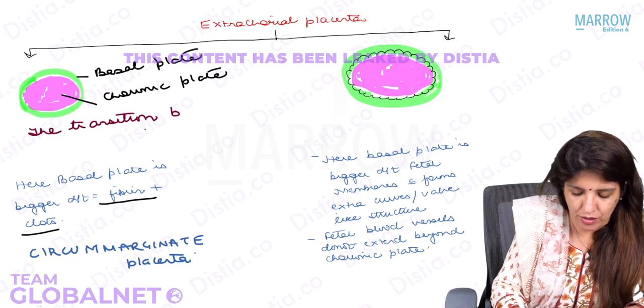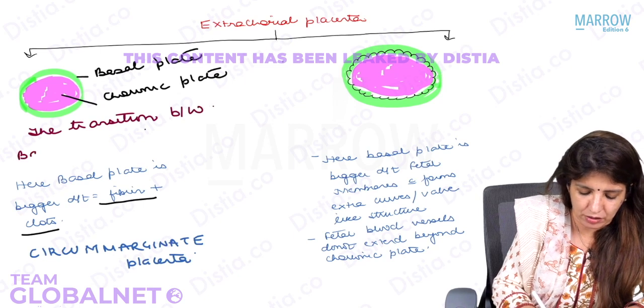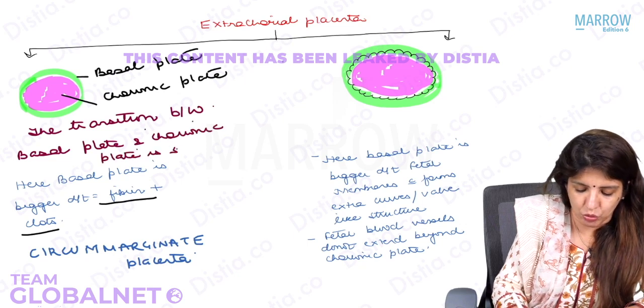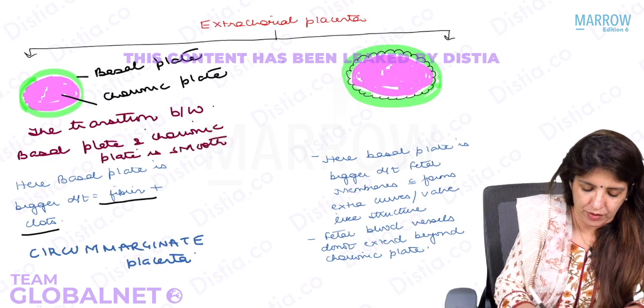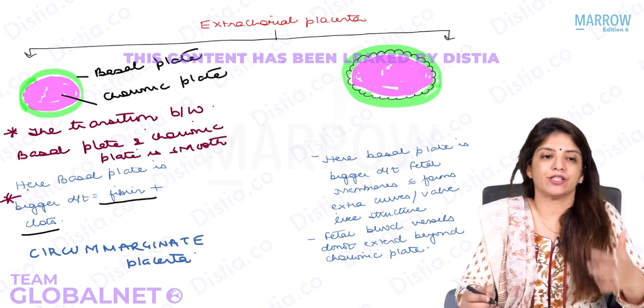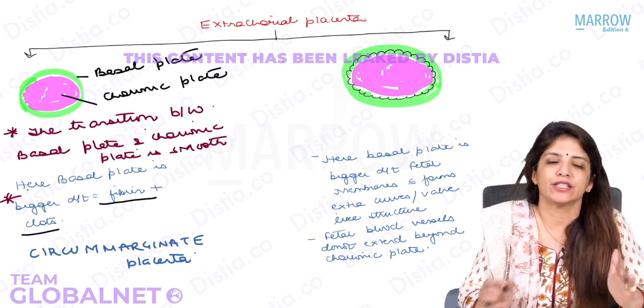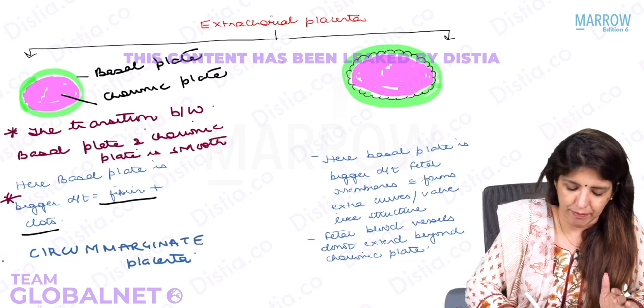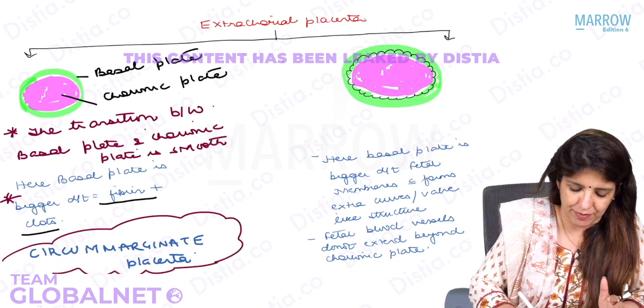The transition between the basal plate and the chorionic plate is smooth. Right? And the basal plate is big. Why? It is big because of fibrin and clots. Such a placenta is called a circummarginate placenta.